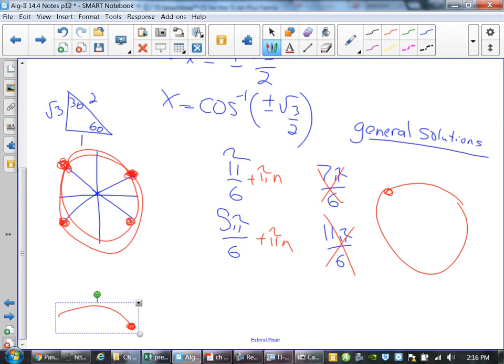Yes, sir? What are we doing here? How is this relevant to 14.4? It's solving the equation. It's another way of solving an equation. I'm throwing in here some more inverse functions, which we worked on, and solving the equations with inverses with what's called a general solution. Remember how we did coterminal angles? This encompasses all coterminal angles of that value.